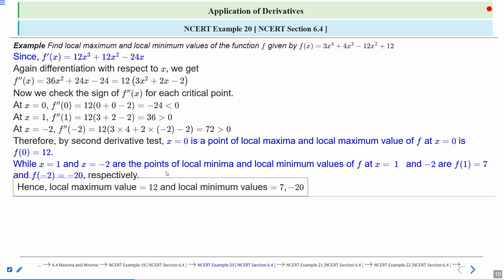Hence the local maximum value is equal to 12 and the local minimum values are 7 and minus 20.